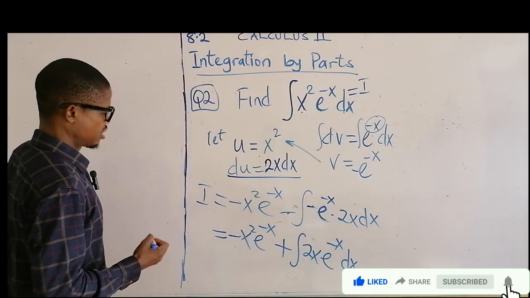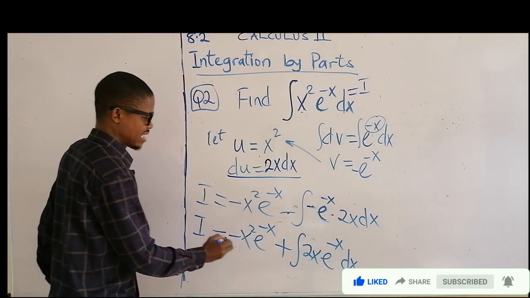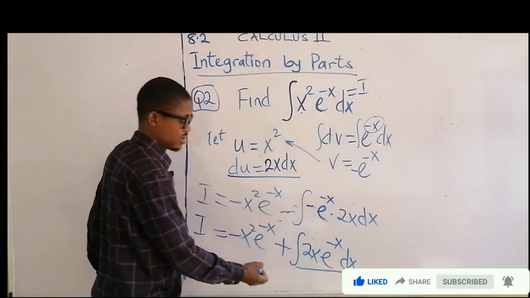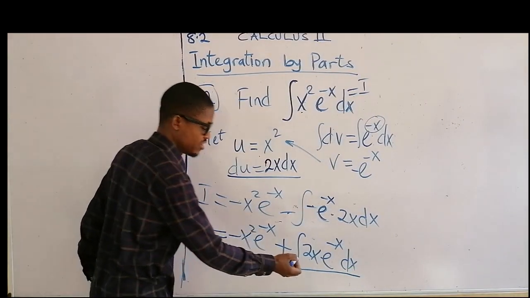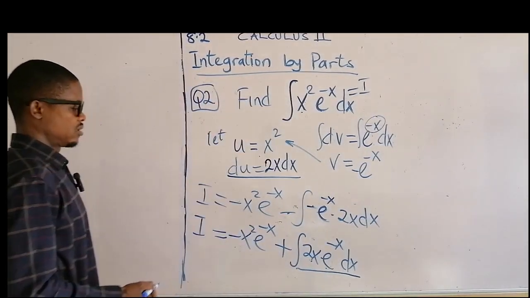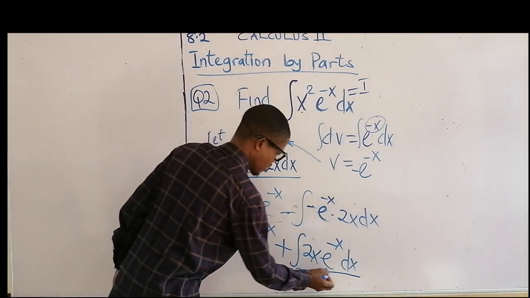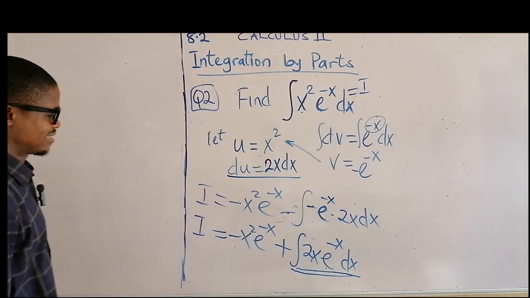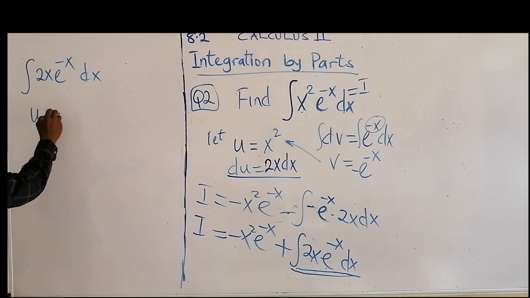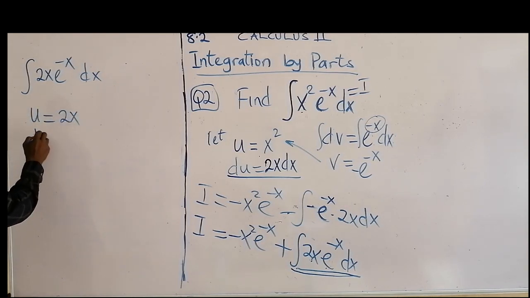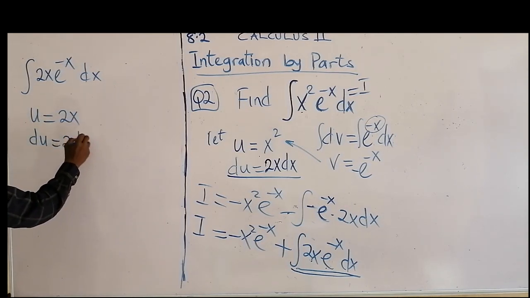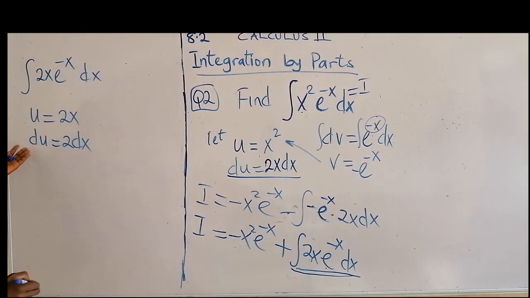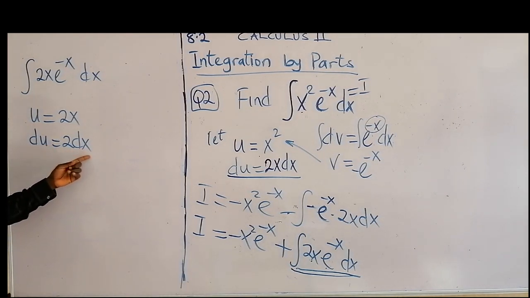So if you now check our question, you realize that this one also has no direct table. It's also a product of two items, which is this one and this one. So we need to repeat the process of integration by parts. My u is what? 2x. Then du is equal to what? 2 dx. So you can now see that your u is reducing. Finally we have a constant, 2 dx.